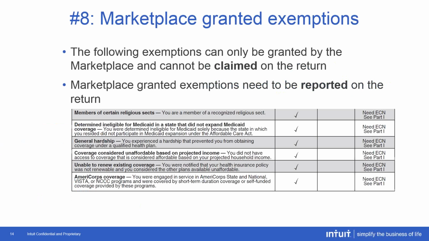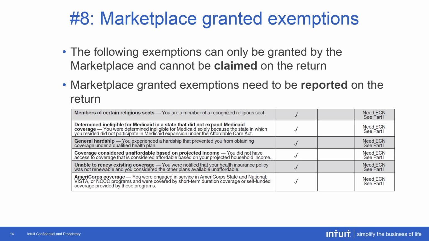Okay, now we're going to go through some exemption types. Use case number 8, marketplace granted exemptions. The following exemptions can only be granted by the marketplace and cannot be claimed on the return. We have members of certain religious sects, determined ineligible for Medicaid in a state that did not expand Medicaid coverage, general hardship exemptions, coverage considered unaffordable based on projected income, unable to renew existing coverage, AmeriCorps coverage.